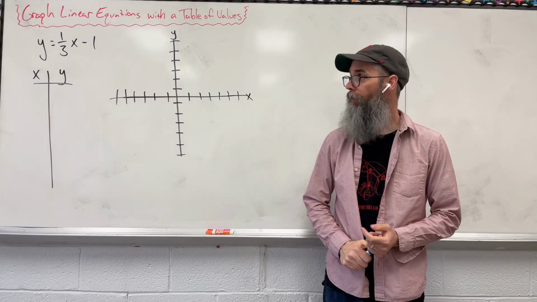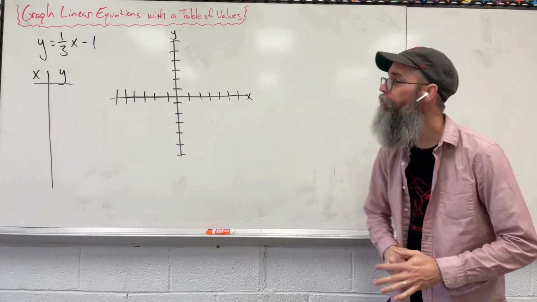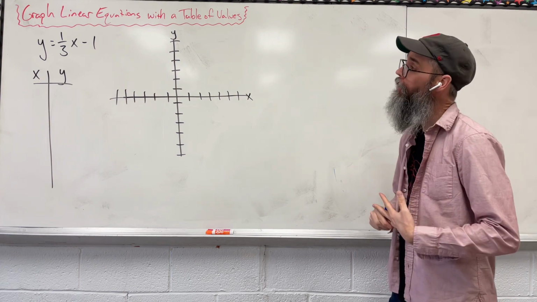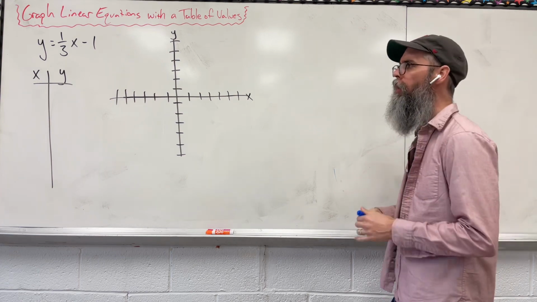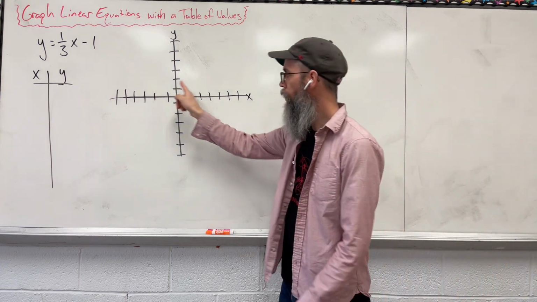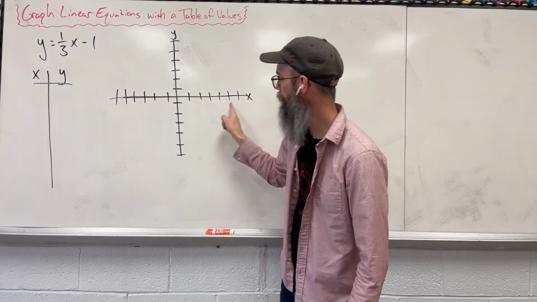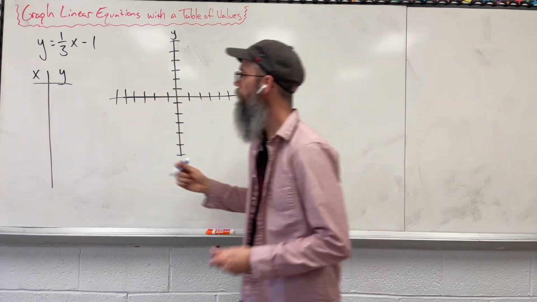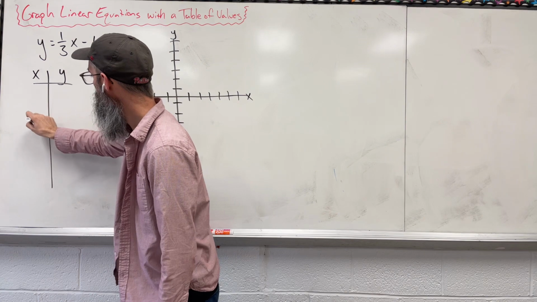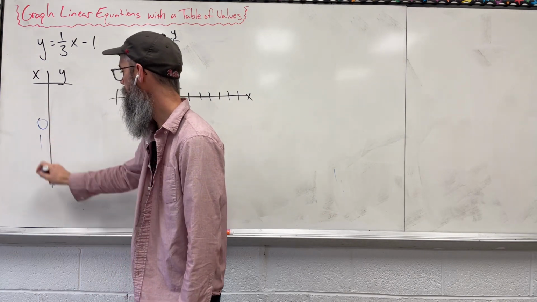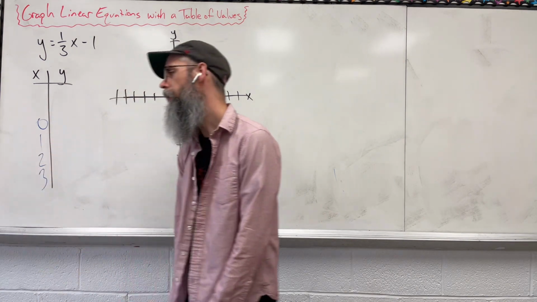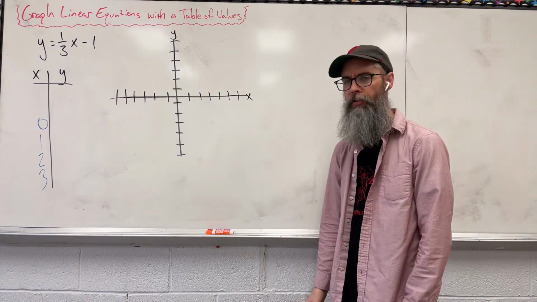Hi, today we're going to look at graphing linear equations using a table of values. Table of values will always get you there. We just have to know the right numbers to plug in. So we like to keep the numbers close to the center on the x-axis. So let's pick numbers like 0 and 1 and 2 and 3. Let's see what happens here.